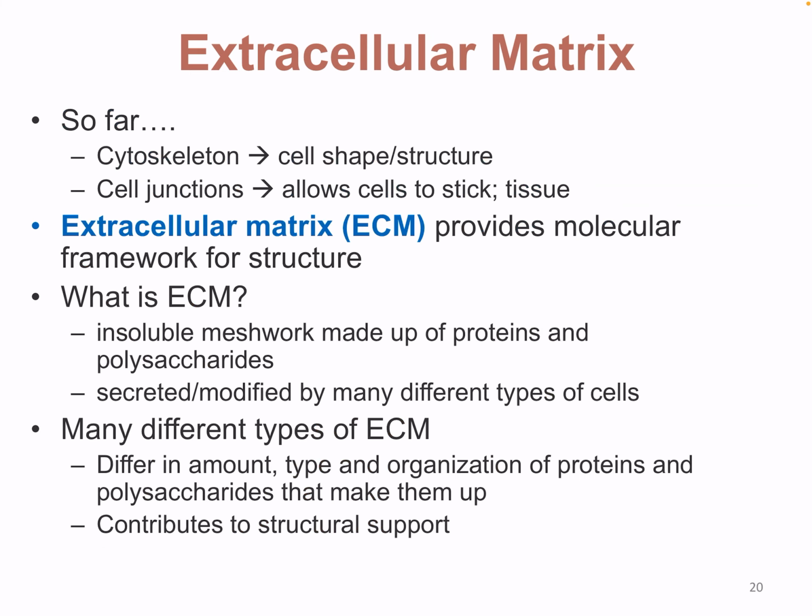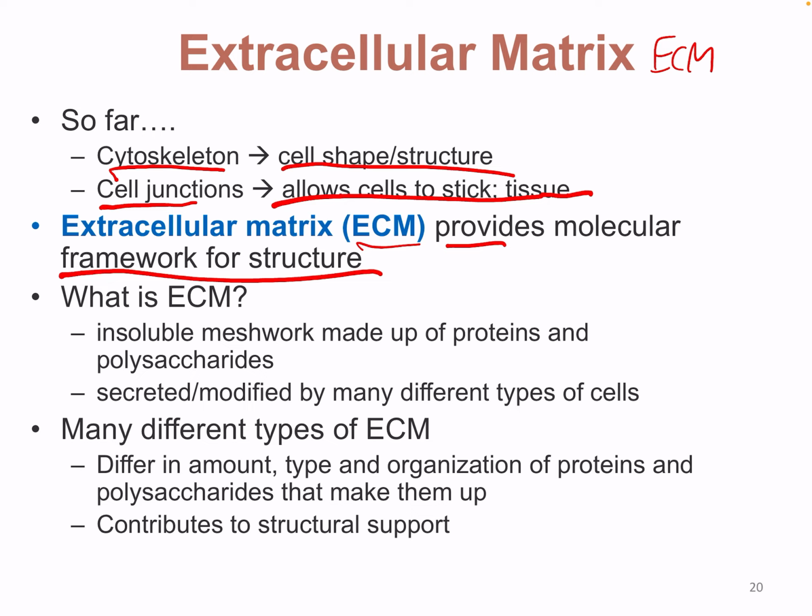So again, the extracellular matrix, also referred to as ECM. You see here, so far our cytoskeleton is involved in cell shape and structure, and our cell junctions allow cells to stick, for example, forming a tissue. Our extracellular matrix provides a molecular framework for structure. The extracellular matrix is an insoluble meshwork made up of proteins and polysaccharides. It is secreted or modified by many different types of cells, and there are many different types of ECMs. They differ in the amount, type, and organization of the proteins and polysaccharides that make them up, and this contributes to the structural support.